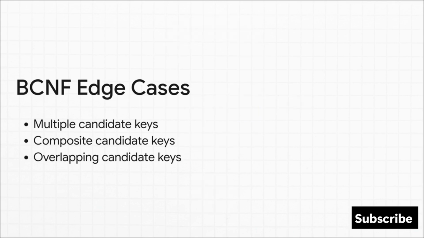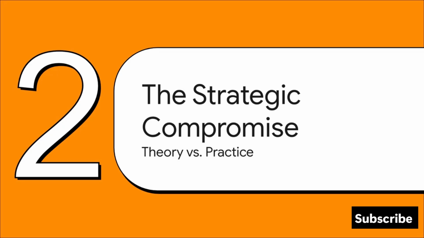You really only need to start thinking about BCNF when you're dealing with a table that has these very specific traits. We're talking multiple ways to uniquely identify a row, where those keys are made up of more than one column, and where those keys actually share columns. It is a very specific edge case, but if you're aiming for absolute data purity, BCNF is kind of the final boss. But here's the big plot twist. Sometimes, that quest for perfection is the very thing that's holding you back.